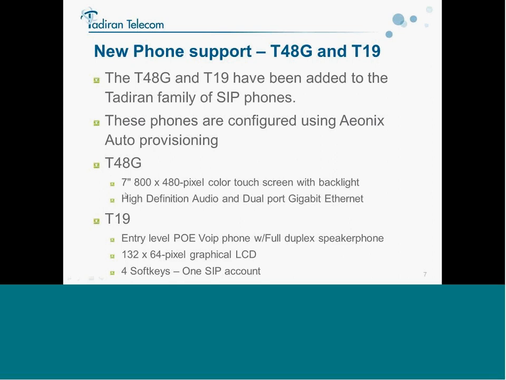The T48G is a very nice phone. It's got a 6-inch 800 by 480 pixel color touchscreen with backlight, high def, just like all of the T4 series SIP phones, and dual port Ethernet. It's a high-end phone with touchscreen, but there was also demand for more of an entry-level, cost-effective phone. So that's why we've now introduced the T19.